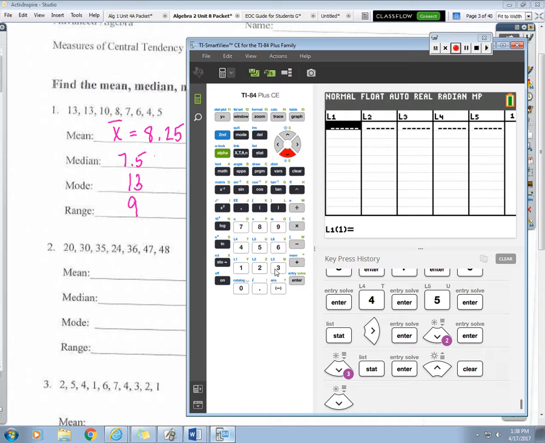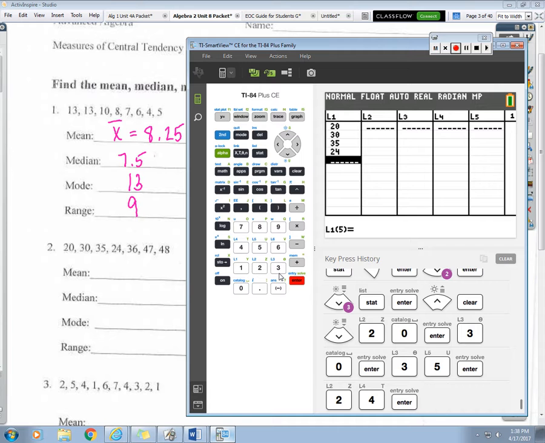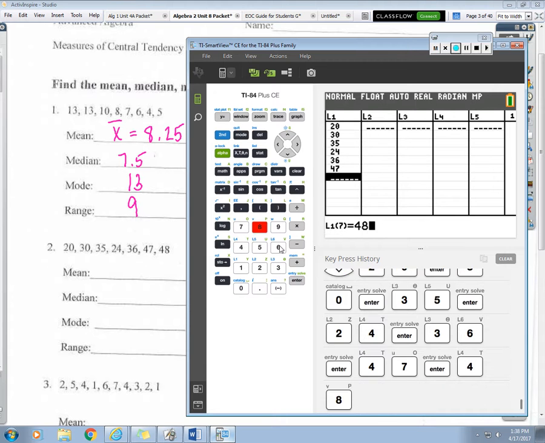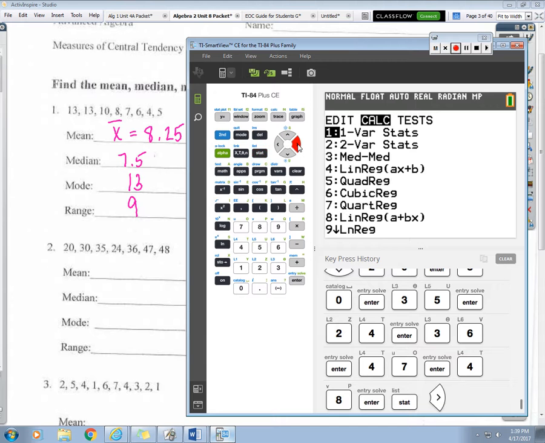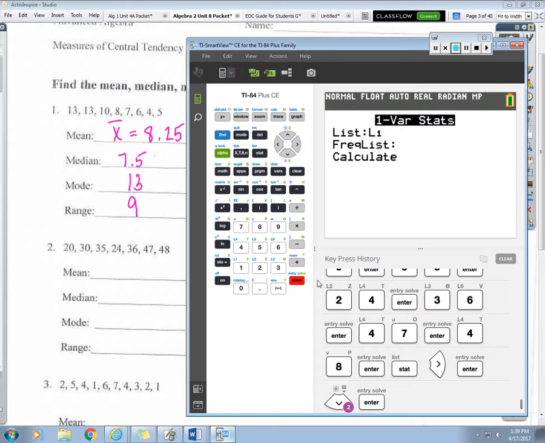That's how you delete it all at once. Now we're ready to type in number 2's data. So 20, 30, 35, 24, 36, 47, and 48. And then I always go back and check. According to this, I have 7 digits typed in, because it's waiting on the 8. So that means there must be 7. And I check. 1, 2, 3, 4, 5, 6, 7. So it's right. Now I go to Stat, Calculate. This is one variable statistics. And then you just go down and click Calculate, and there are your answers.